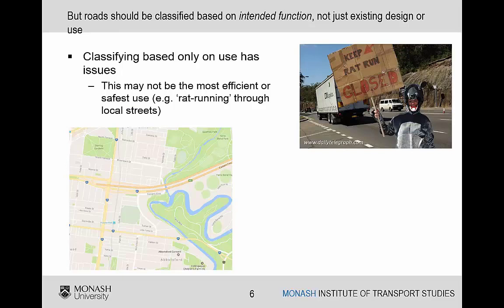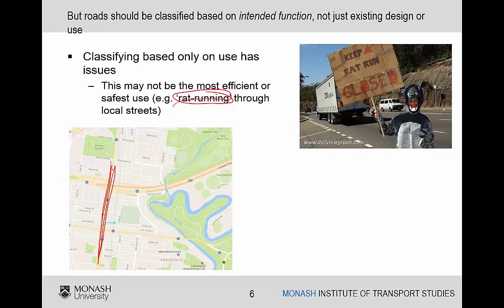But with all that in mind, it's important to understand that roads should be classified based on their intended function, not just reacting to their existing design or use. So I'm going to use the example of rat running. Rat running is the idea of through traffic bypassing congested roads by using local roads instead of the arterial network.